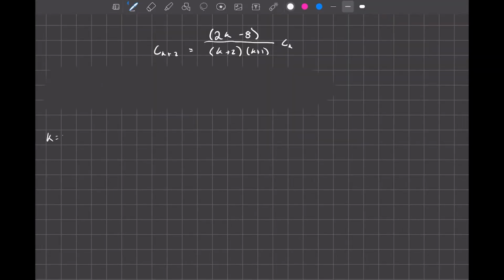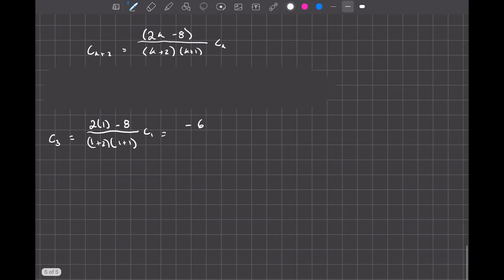So here I did have to blank out some stuff because I solved it wrong the first time, but this part is still right. But let's start at k equals 1. Since we already solved for c2, we'll start at c3, and that will equal (2 times 1 minus 8) over (1 plus 2) times (1 plus 1), c1. And then we could simplify it to negative 6 over 3 times 2, and we'll just leave it like that for now, and that would be times c1.